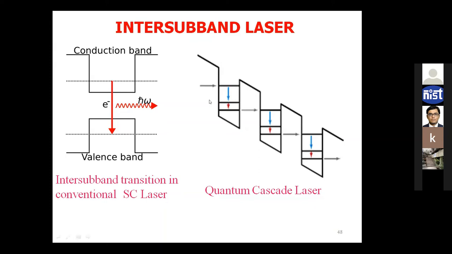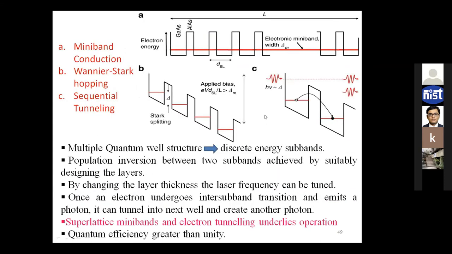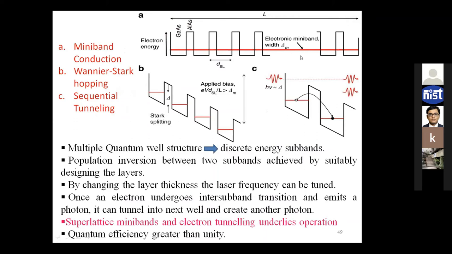Actually, I have just a schematic of this. But in a QCL, suppose there are three or four quantum wells. After that there will be another one. I have not given that schematic. That means, to make the population inversion, there will be another wider well where there will be population inversion. Then the lasing will occur.